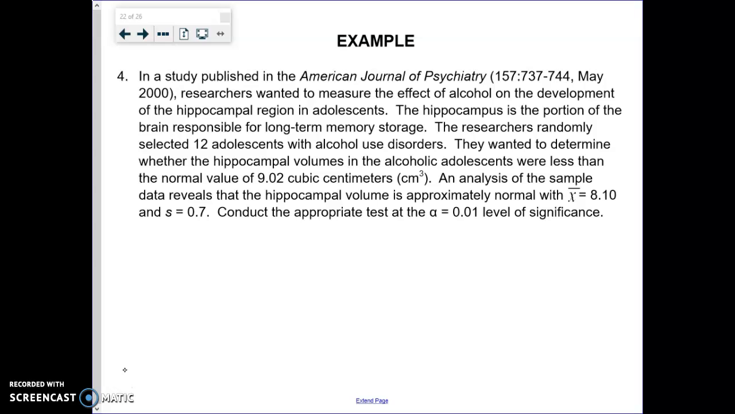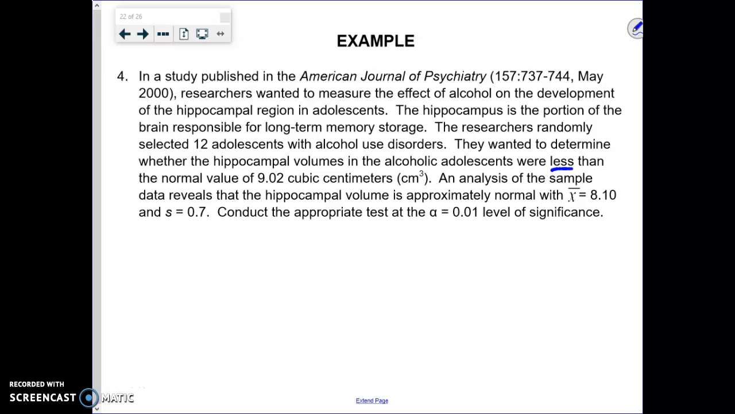Okay, so what we did, a study published in the American Journal of Psychiatry, researchers wanted to measure the effect of alcohol on the development of the hippocampal region in adolescence. The hippocampus is the portion of the brain responsible for long-term memory storage. The researchers randomly selected 12 individuals, so our sample size is 12, with alcohol use disorders. They wanted to determine whether the hippocampal volumes in the alcoholic adolescents were less than the normal value.